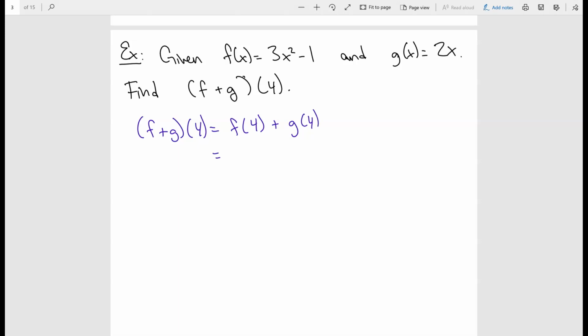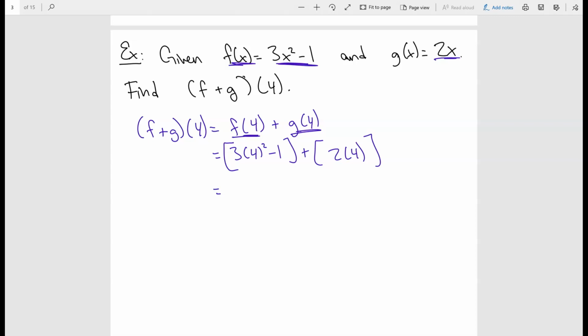So you're going to take f of 4, which is basically this guy. You're going to plug in the 4 in there. So you're going to have 3 times 4 squared minus 1. That's the first guy. And then you're going to take g of 4, which is basically plugging in 4 in there. It's going to be 2 times 4.